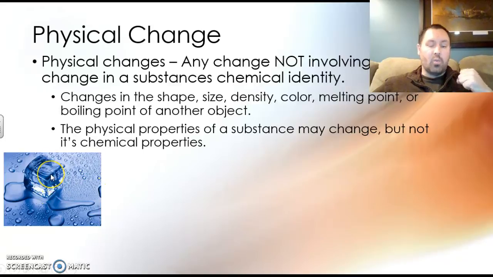Here we've got water. It's frozen water, and when you melt it, it's water. It starts off as H2O, and then when you melt it, it is H2O. When you evaporate it, it is H2O. Notice it did not change its chemical identity. Every single phase, it is H2O. Therefore, that would not be a chemical change.